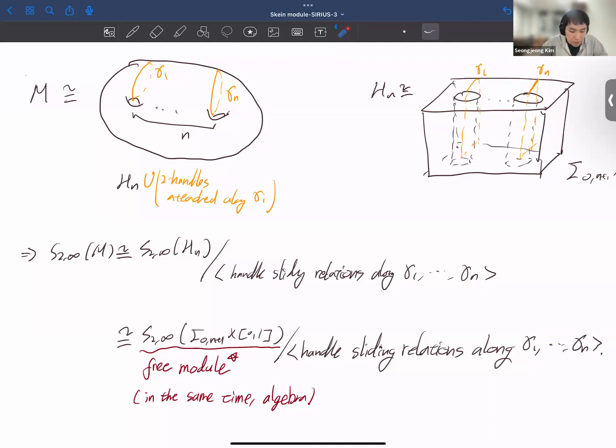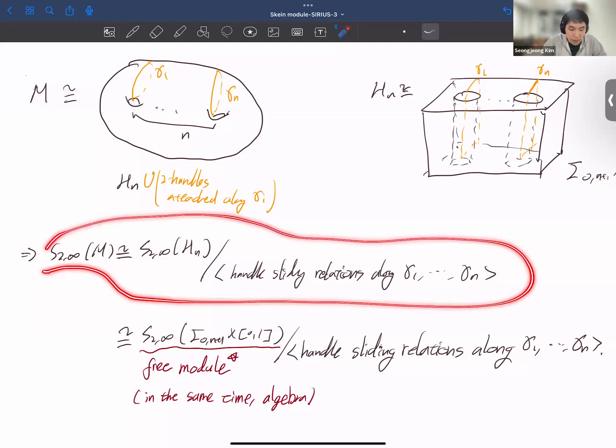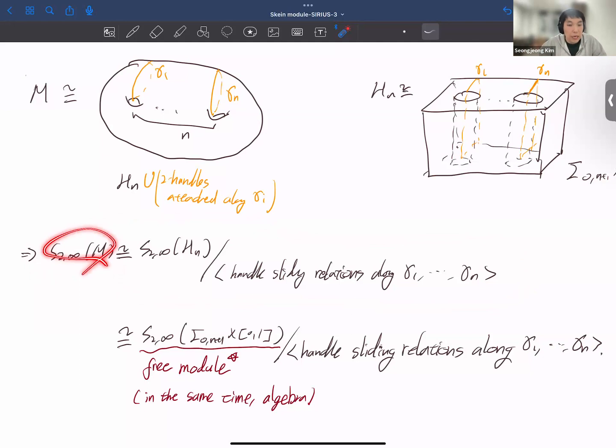Then from the previous properties, we can see the following fact. The skein module of M is isomorphic to the quotient module of the skein module of a genus n handle body, quotiented by the handle sliding relations along gamma 1 to gamma n.